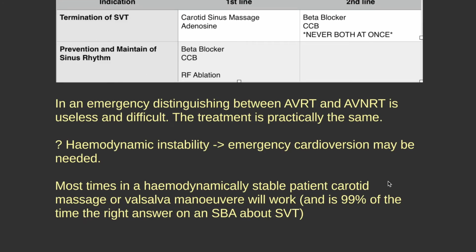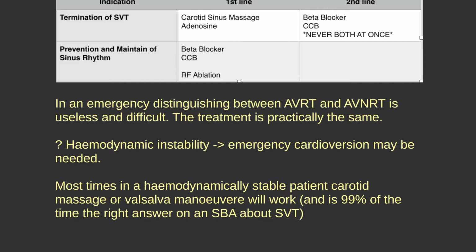Treatment-wise, you want to think about initially terminating the supraventricular tachycardia. It doesn't really matter if it's AVRT or AVNRT. The treatment will be the same for both in an acute setting. You want to start with a carotid sinus massage or a Valsalva maneuver. The thinking behind this is that you want to stimulate the carotid sinus bulb to initiate some more parasympathetic activity.